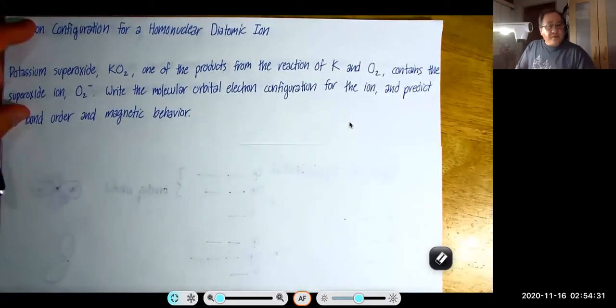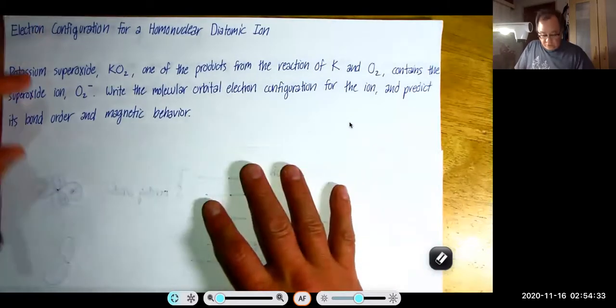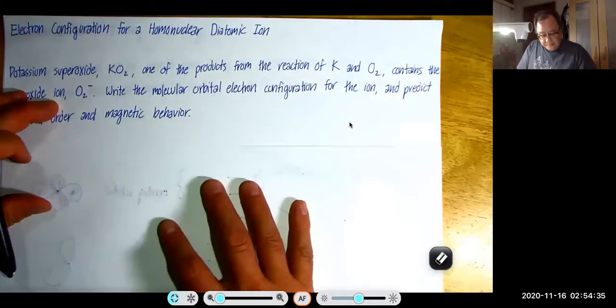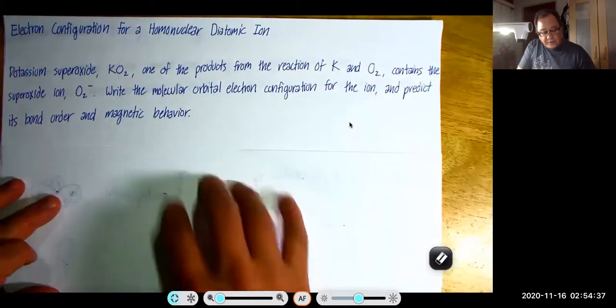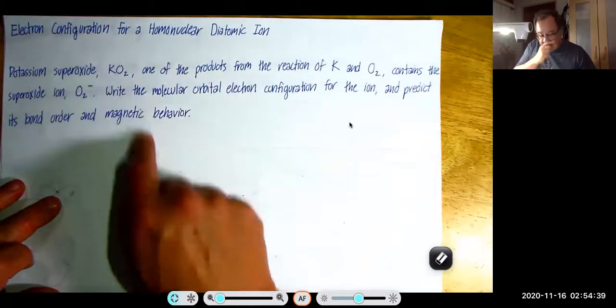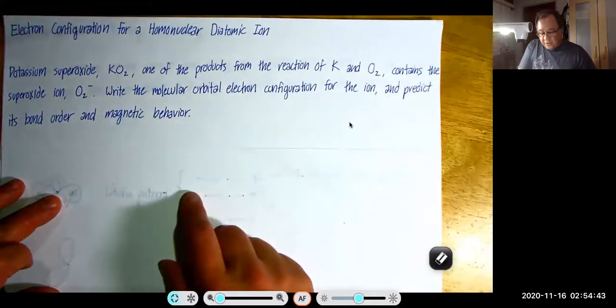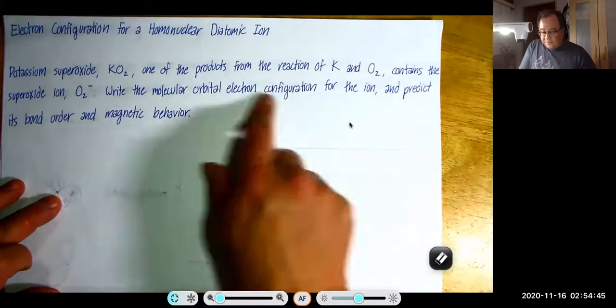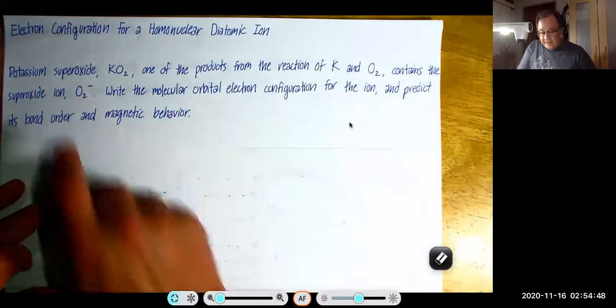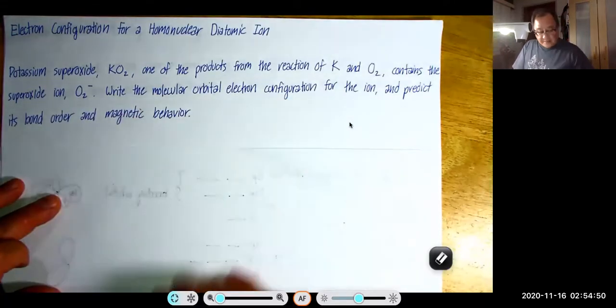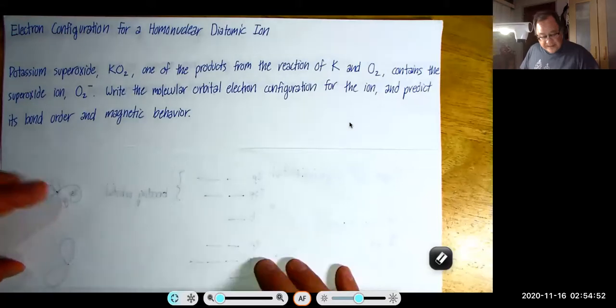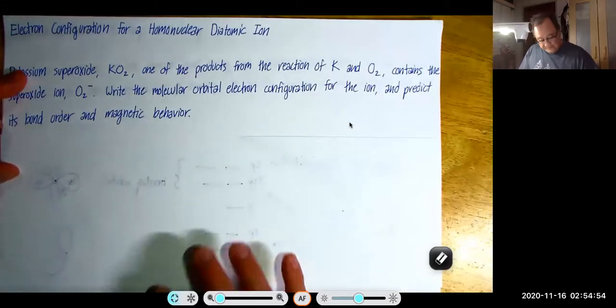Electron configuration for a homonuclear diatomic ion. They're talking about potassium superoxide, which is KO2. Now K is +1, so O2 is -1. They want us to get the molecular orbital configuration for this ion, predict its bond order and its magnetic behavior, and let's also get the net bond order, okay?